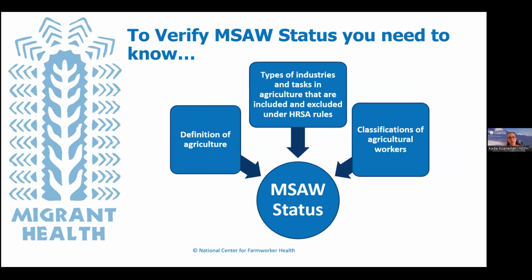Okay, so to verify migratory and seasonal agricultural worker status, you need to know three things. First, the definition of agriculture, the types of industries and tasks in agriculture that are included and excluded under HRSA's rules, and the classifications of agricultural workers. So we're going to break these three items down in the coming slides.